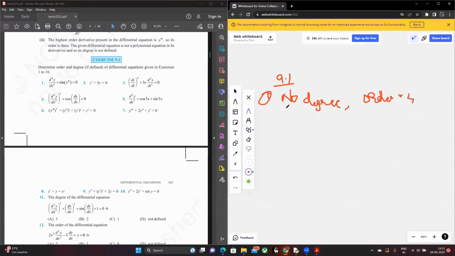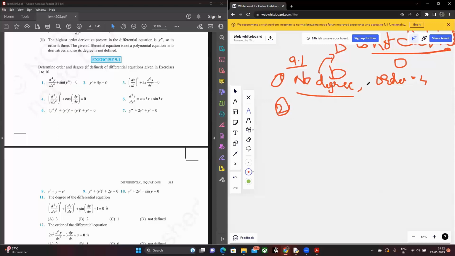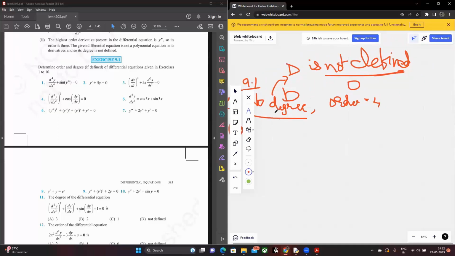Instead of now writing like no degree and order is 4, I'll just represent degree by D, order by capital O, right? And by no degree, what I really mean is the degree is not defined, right? Don't write it directly as having no degree. Say that the degree is not defined, right? I'm writing it this way because it's easier for me, but what I mean by this is that the degree is not defined.